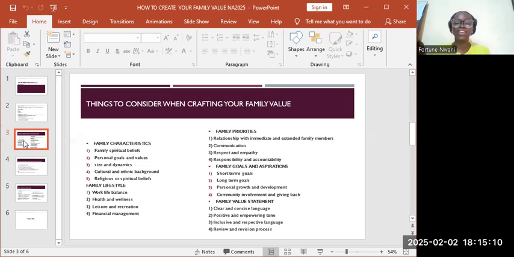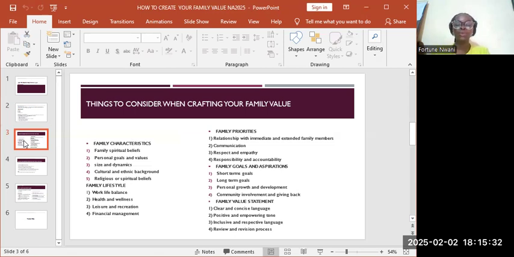Okay, then you want to look at communication in the family. How do you want your communication style to be? Aggressive, peaceful, loving? How do you want it? So put that into consideration. So you know your family and you know what you want for your family, okay?